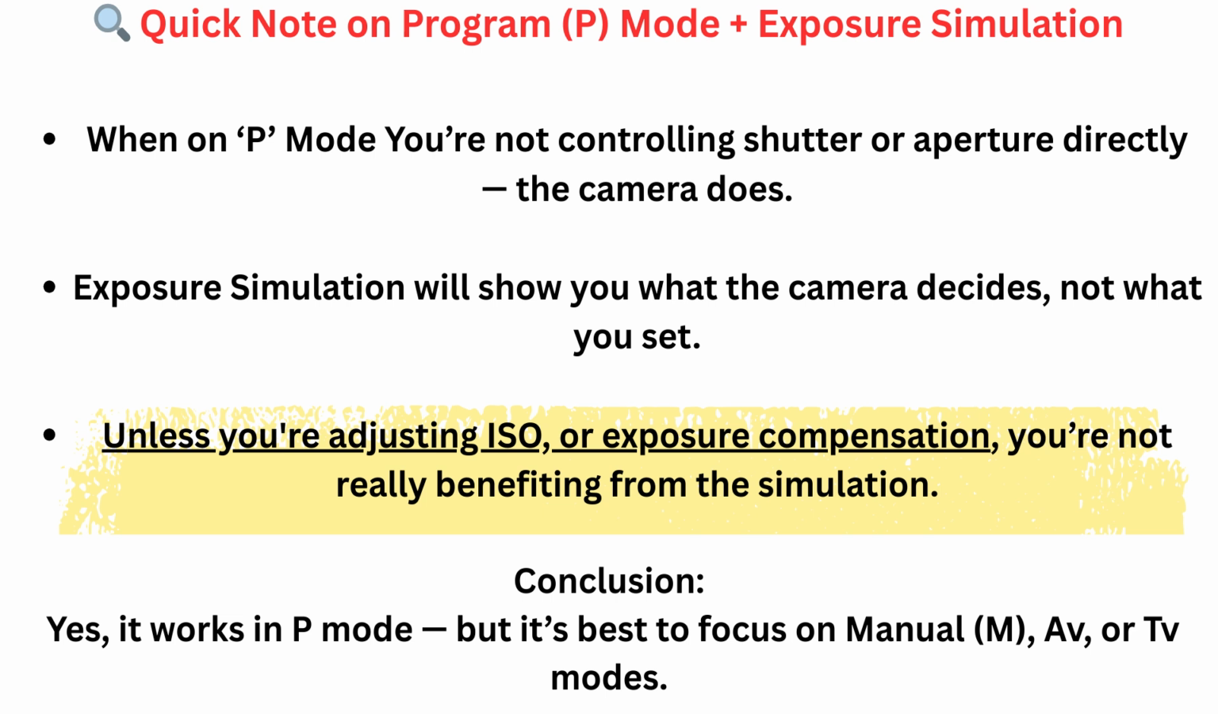The camera actually does that. It's taken over that. Now, the exposure simulation does work, as an example. If you're adjusting the ISO, you'll see the difference on the screen. Also, if you're using exposure compensation, that's another way you'll see it in P mode. If you're going up a stop or down a stop, that will be reflected as well.